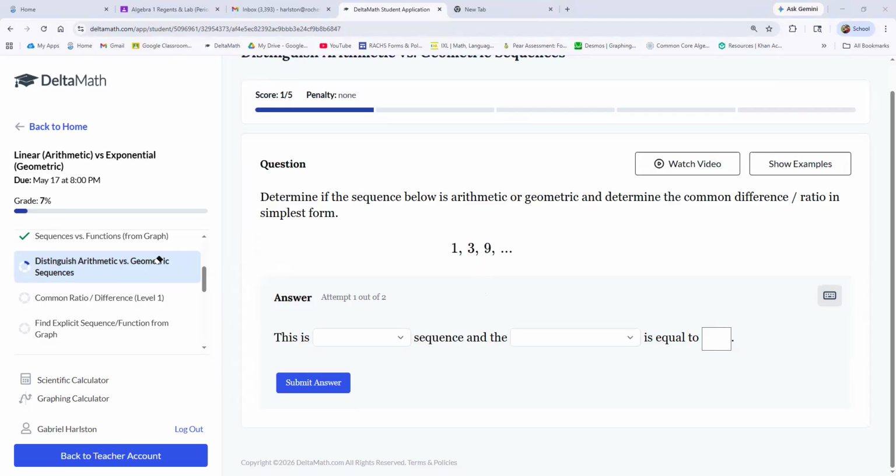But now I know that it is arithmetic or geometric. So I want the pencil. 9 divided by 3 is 3, and 3 divided by 1 is 3. So I can now answer this like so. This is a geometric sequence because we're multiplying by 3. It has a common ratio. 9 divided by 3 is 3. 3 divided by 1 is 3. And that is the common ratio, 3. Boom, done.